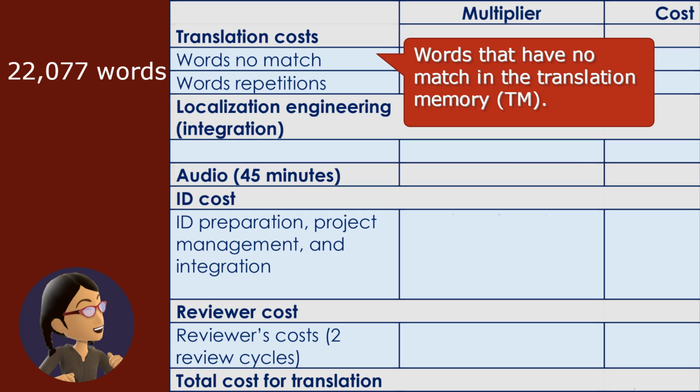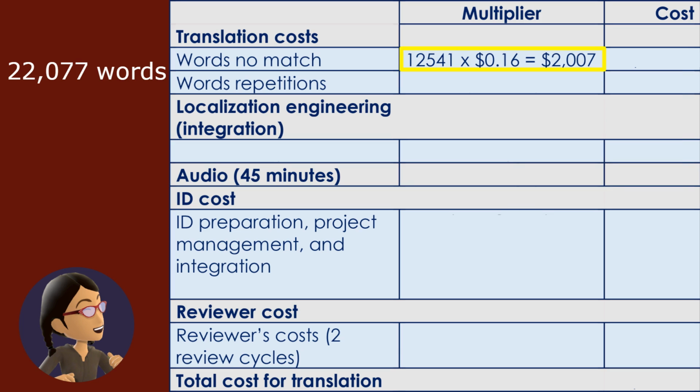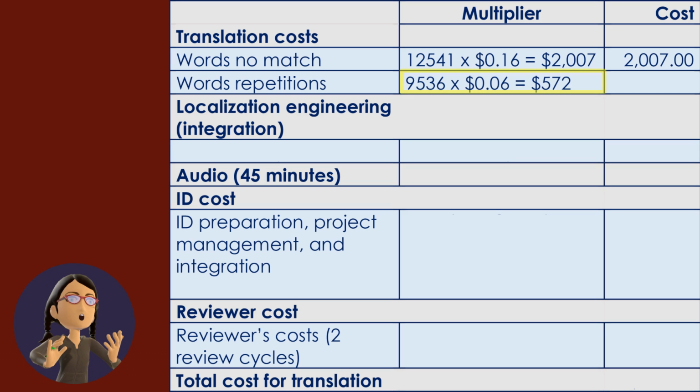Word repetitions are the words you provided for the glossary, as well as any previous translations that the TM retained for the same language. Words with no match cost 16 cents per word to translate, for a total cost of $2,007. Word repetitions cost only 6 cents to translate, for a total of $572.